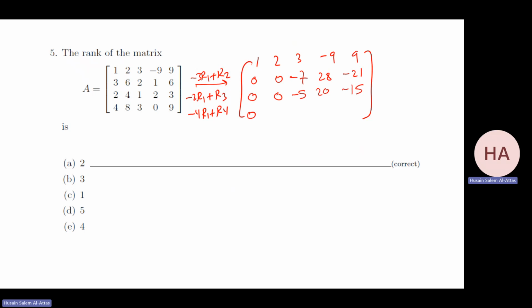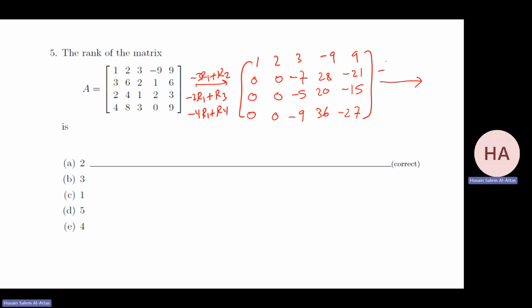0. Minus 4 and add, that will be 0. Minus 12 plus 3 is minus 9. That will be 36. Minus 36 plus 9, minus 27.